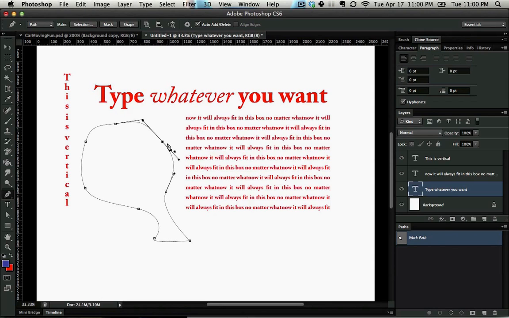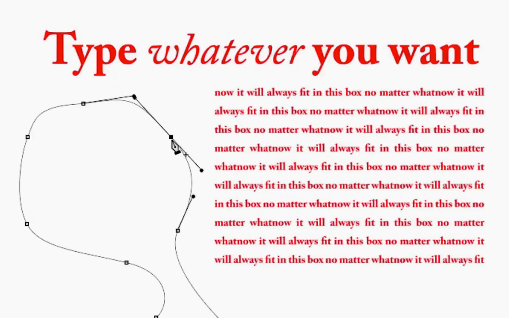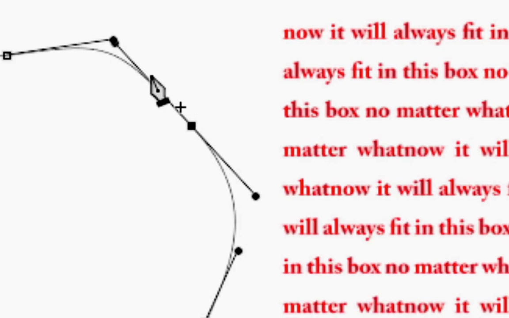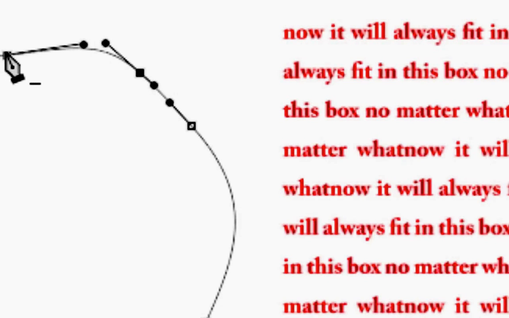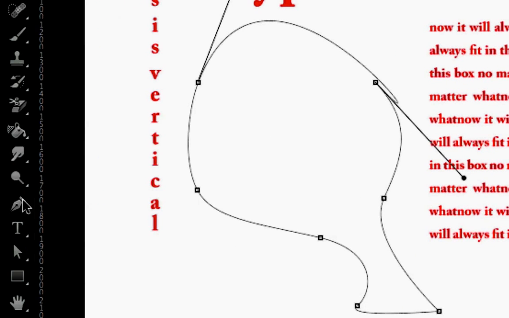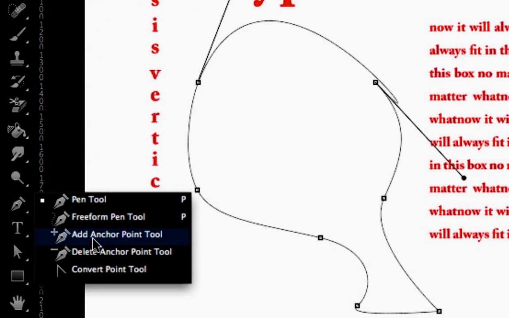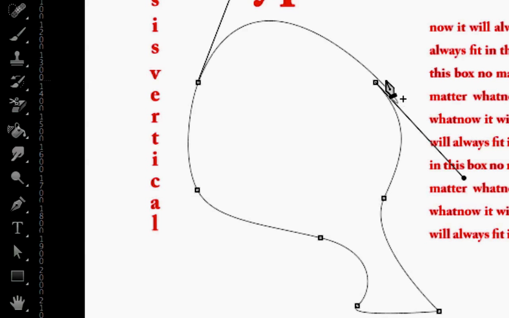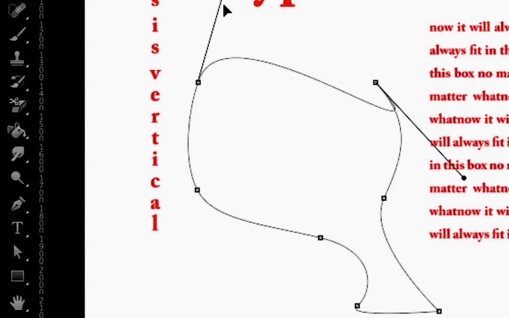Photoshop CS6 redid a lot of what happens with the pen, and it's so much better now. If you hover over it, notice the cursor. If you hover over the line, it allows you to add more points, and if you hover over points, it allows you to subtract them. So you'll notice down here, there's tools specifically for them: add anchor point, delete anchor point. You can actually do that all directly within the tools.